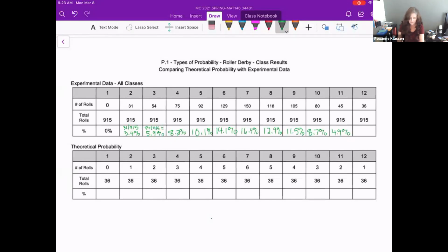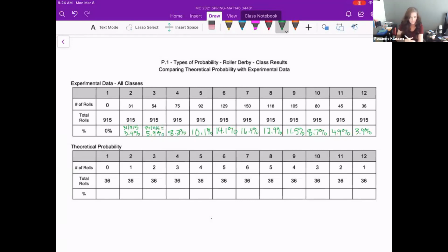And go ahead. Oh, hold on. I stopped at 10. Okay, so do 12 right now real quick. It was 36 divided by 915. 3.9%. Perfect. 3.9%. All right. So good job. Any questions on rounding on those?